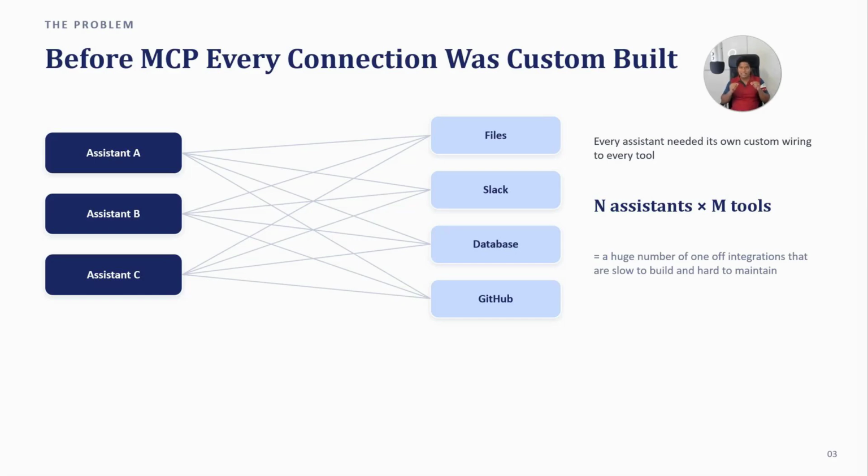People call this the N times M problem. N assistants times M tools equals a giant mess of custom wiring. It was slow, it was expensive, and every team was solving the same problem over and over again.